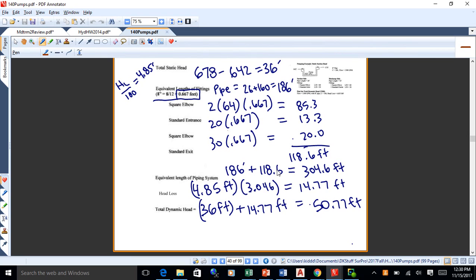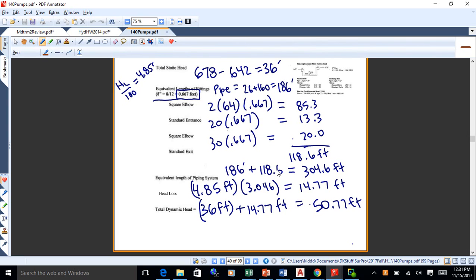You know, it's pretty easy. We just subtract the elevations of the two reservoirs. And then what we want to do is figure out how much head loss we're going to have, and that gets a little bit more involved. I want to find the head loss, or the equivalent length for each of the fittings.